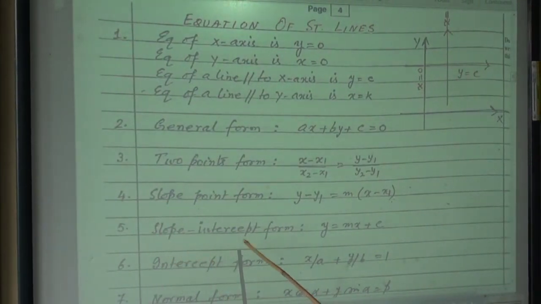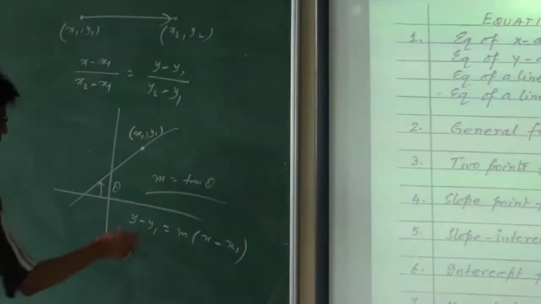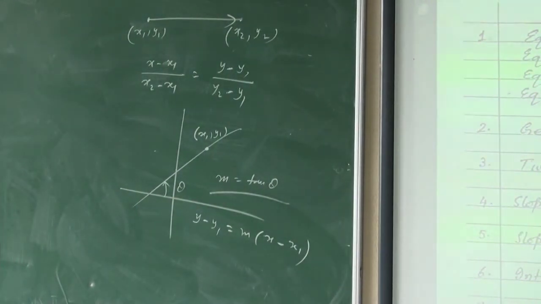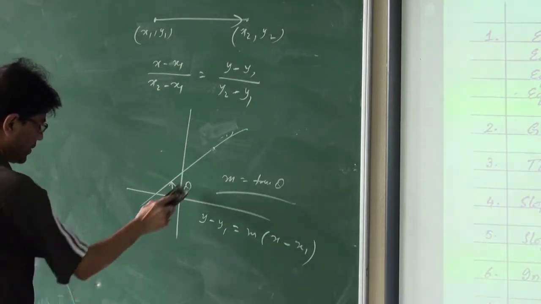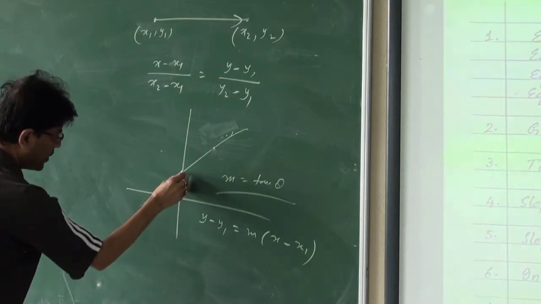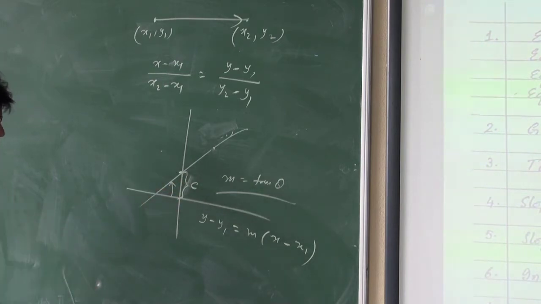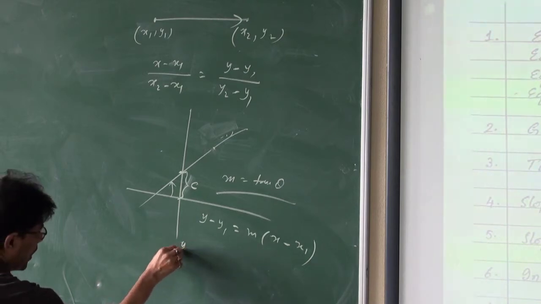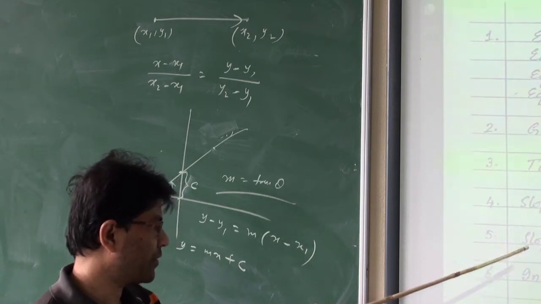Next is slope intercept form. In this case, this point is not known, but the y-intercept is known, from here to here, this length. The y-intercept we denote by c. In that case, slope is known, intercept is known, and equation will be y is equal to mx plus c. That is slope intercept form, y is equal to mx plus c.